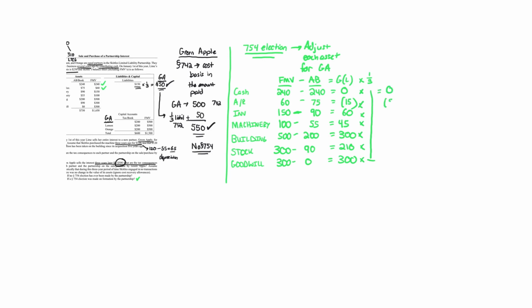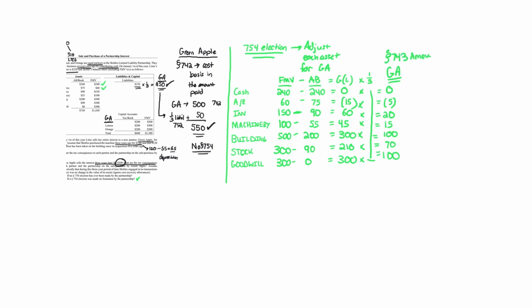Zero, negative 5, 20, 15, 100, 70, and 100. So these amounts, we now keep track. This amount is now considered Green Apple's portion attributable to each of those assets that have already been recorded.